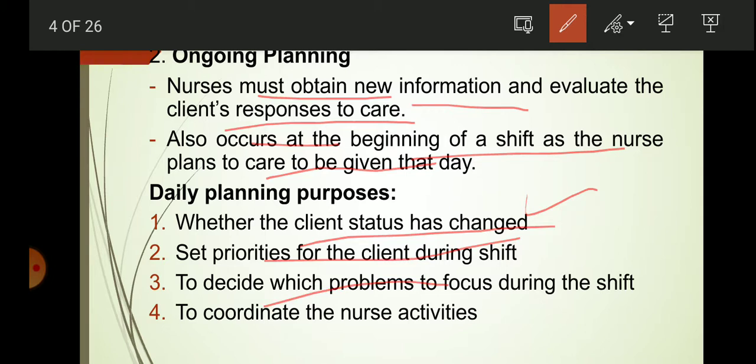To decide which problems to focus on during the shift. It's like more of prioritization, okay? If you were going to take your exam, what I noticed is that there are questions on prioritization. Like, you are a new nurse on duty, you begin your shift, and then there are 4 cases or 4 conditions of your patients, which among the patients will you assess first. So those are the questions.